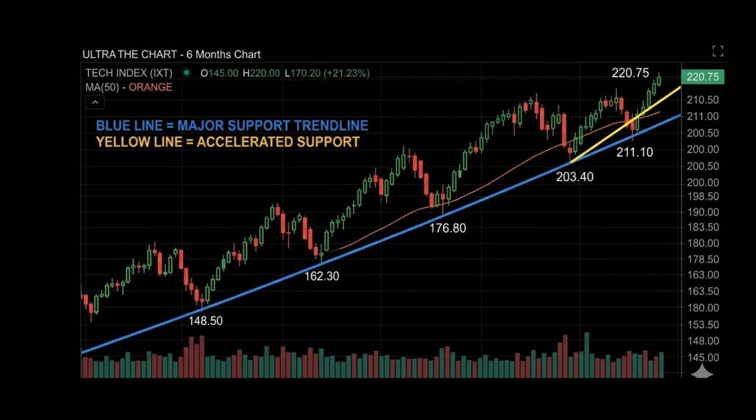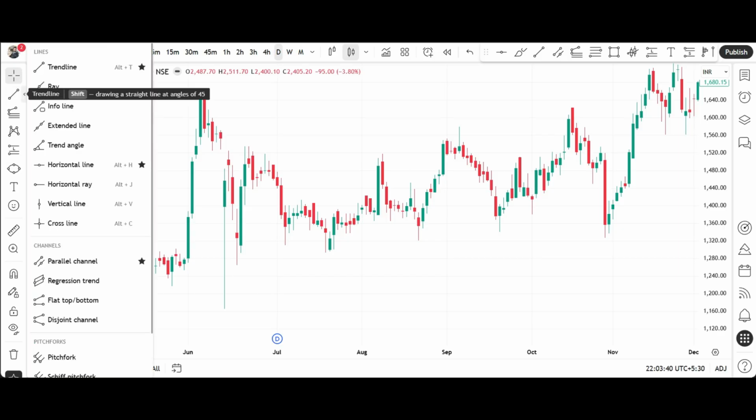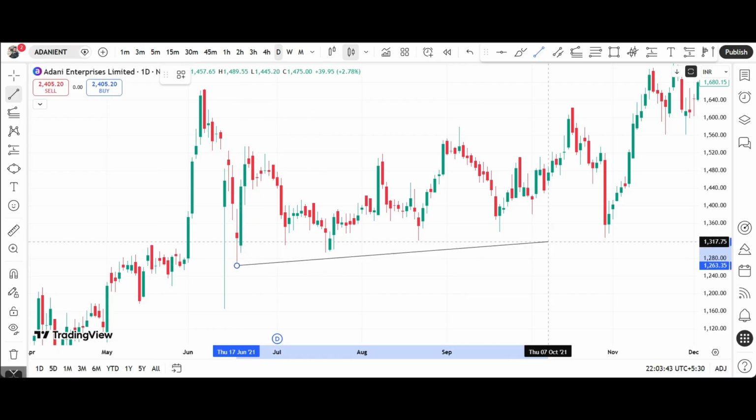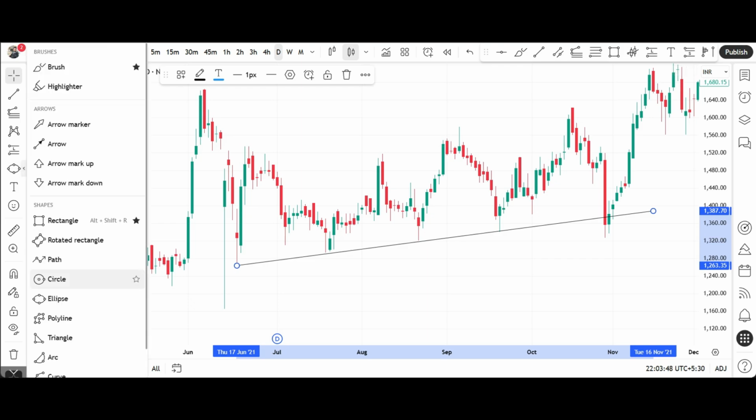Now let's understand this with an example. To draw a trend line, first go to the Lines section on your charting platform and select the Trendline tool. After selecting it, connect two or more important lows in an uptrend to create a support trend line.